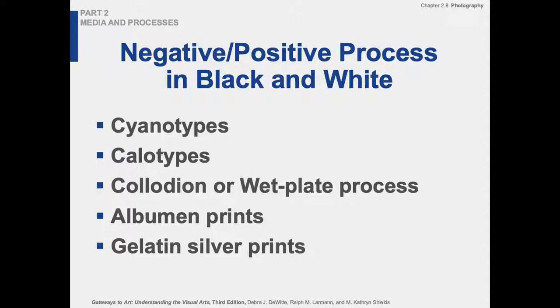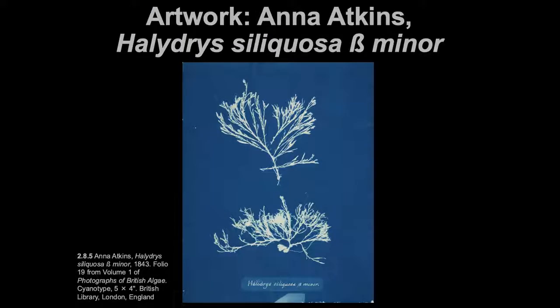So here we have a variety of negative and positive processes. Cyanotypes, calotypes, collodion on wet plate, and albumen prints, gelatin silver prints. Gelatin silver prints are probably the most common. This is a really interesting piece, Anna Atkins. Now this is early, but it is the same process as blueprints. A cyanotype is a blueprint.